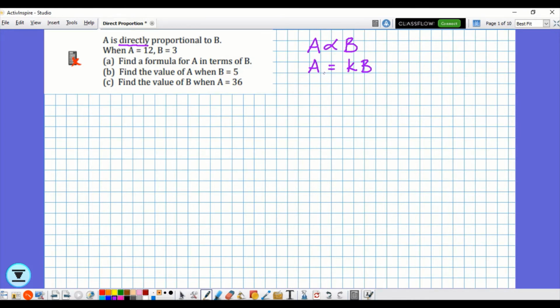Now it says when A is 12, so I'm going to put that in. When A is 12, B is 3. So I know that we're going to have K times by B, which is 3. So just simplifying that a bit more, we know that 12 is equal to 3k. And now I need to find the value of the constant. So I'm going to divide both sides by 3.